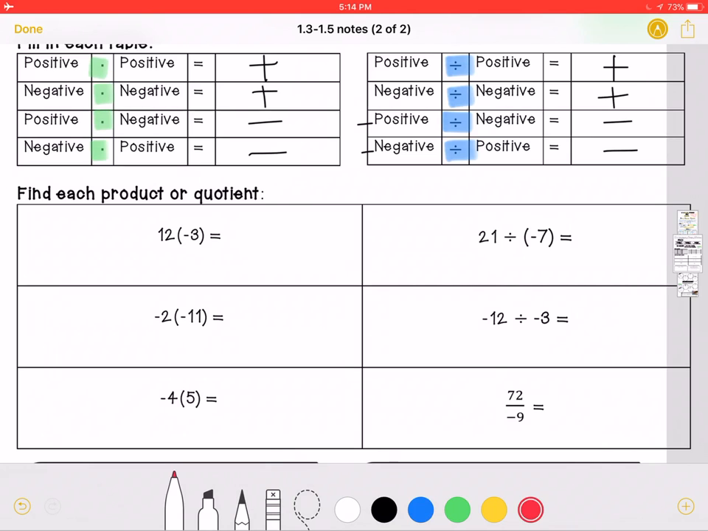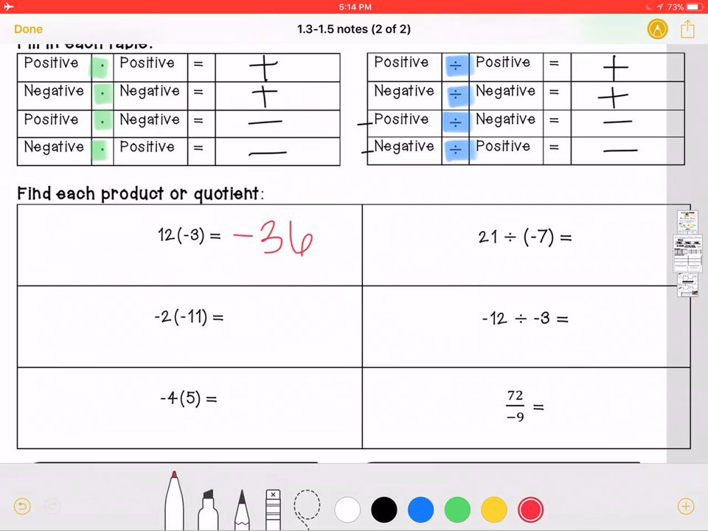First one, when two numbers are next to each other like that, that is multiplication. So 12 times a negative 3. I notice that those are different signs, so my answer is going to be negative. Maybe determine that first. Should my answer be positive or negative? And then now do the math. What is 12 times 3? Hopefully you're thinking 36. Don't use those calculators. Let's practice our multiplication and some division here.